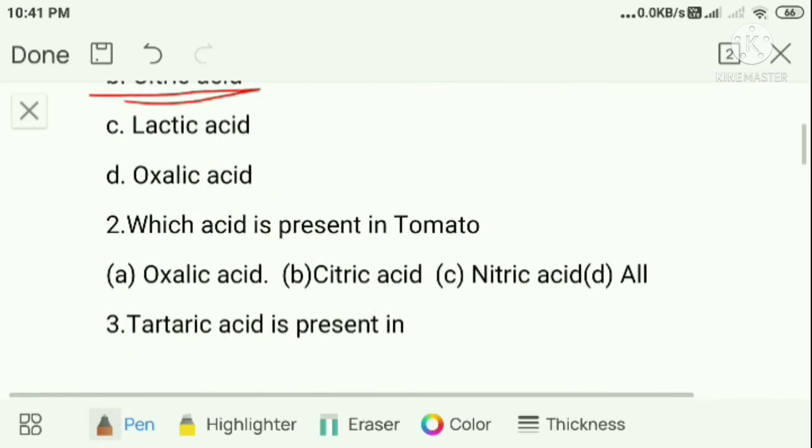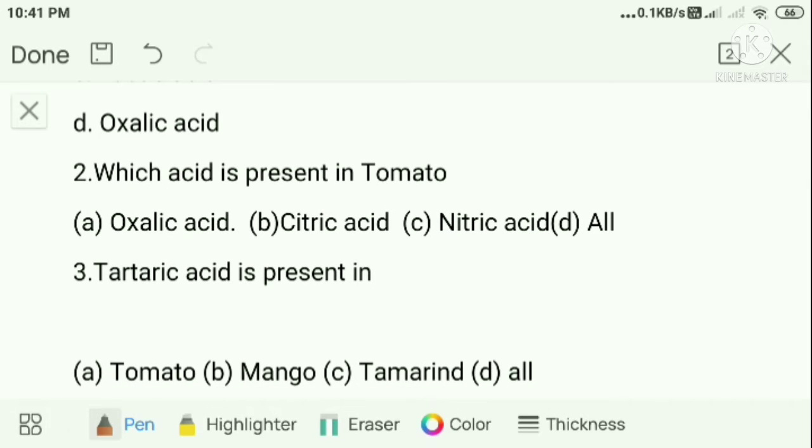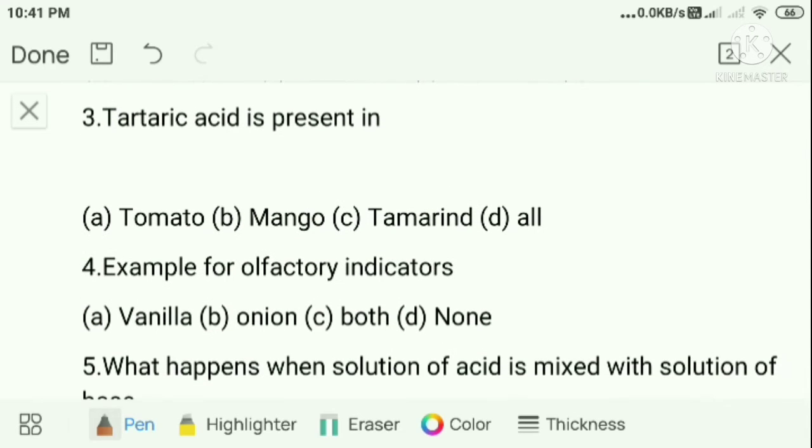Now, let us go to the second question. Which acid is present in tomato? A is oxalic acid, B is citric acid, C is nitric acid, and D is all. The answer here is oxalic acid. Next, third question. Tartaric acid is present in. Option A is tomato, B is mango, C is tamarind, D is all. Here the answer is option C, tamarind. In tamarind, tartaric acid will be present.